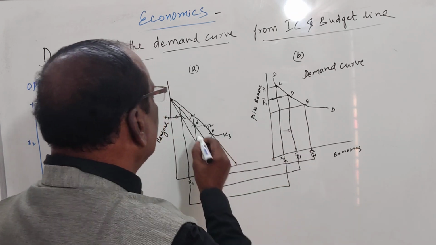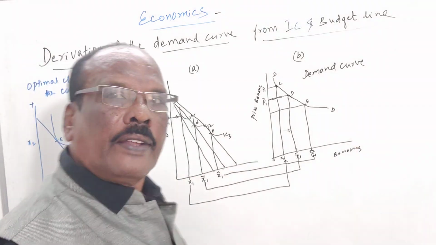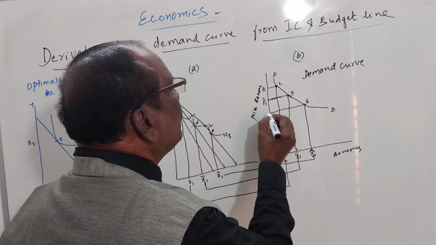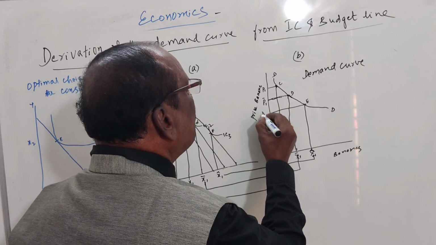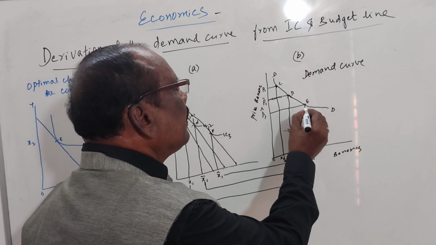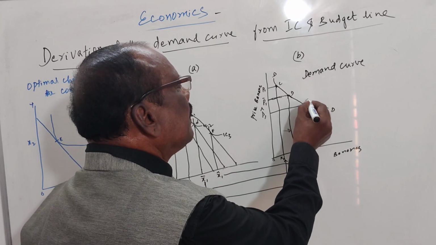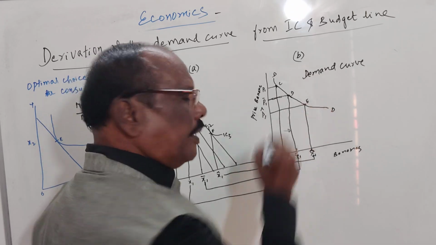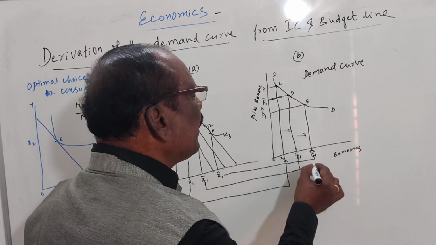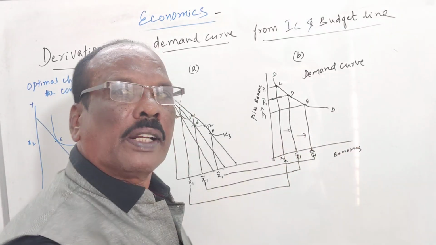Right? And then again, the price of banana decreases from P1 to P-1. Then there will be another point, that is E. So that means he moves to this, then he demands more bananas.